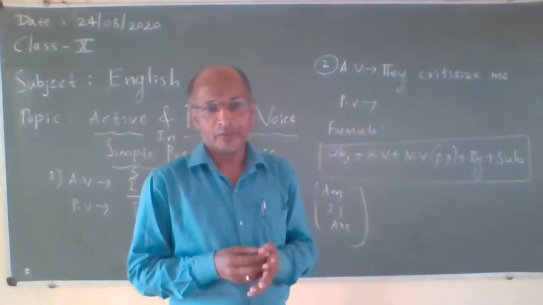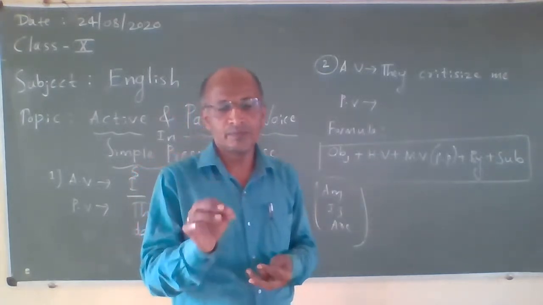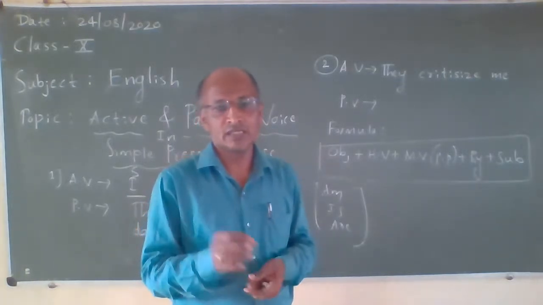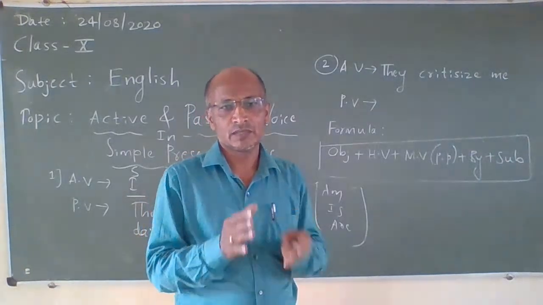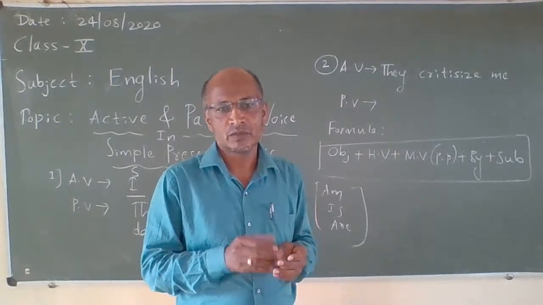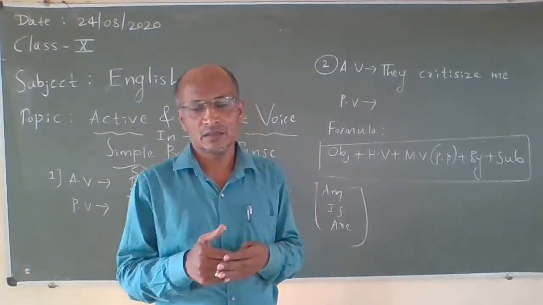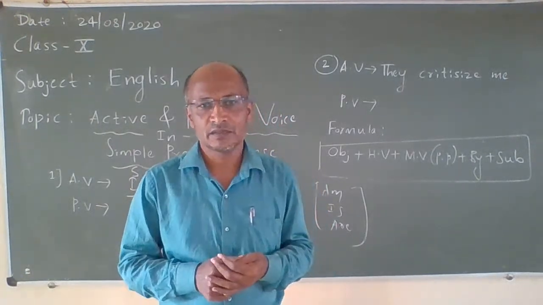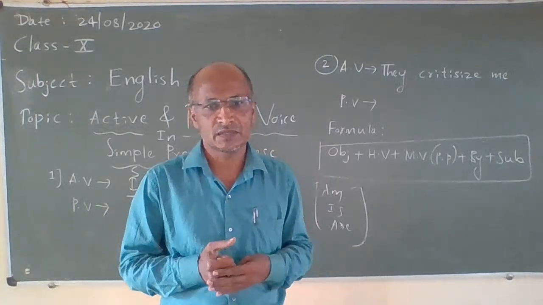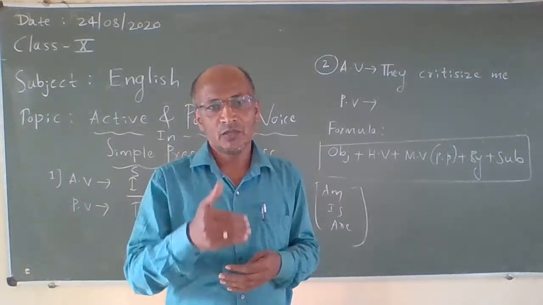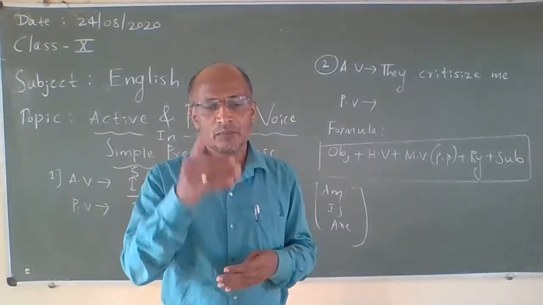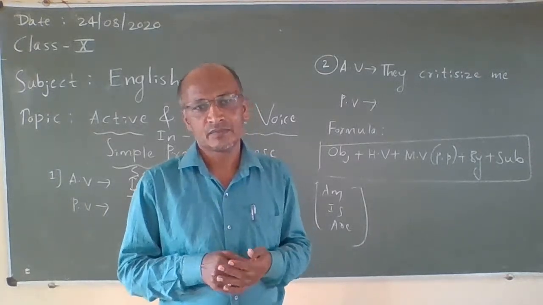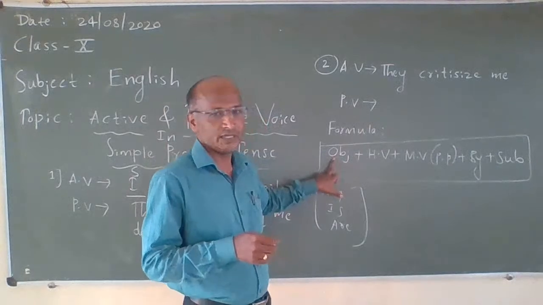To change from active to passive, first we should find out which is the object in the sentence, which is the subject in the sentence, which is the main verb in the sentence. First, we should find out the three important things. After finding out the three important things, we should come to the rest. See, first we should find out object.